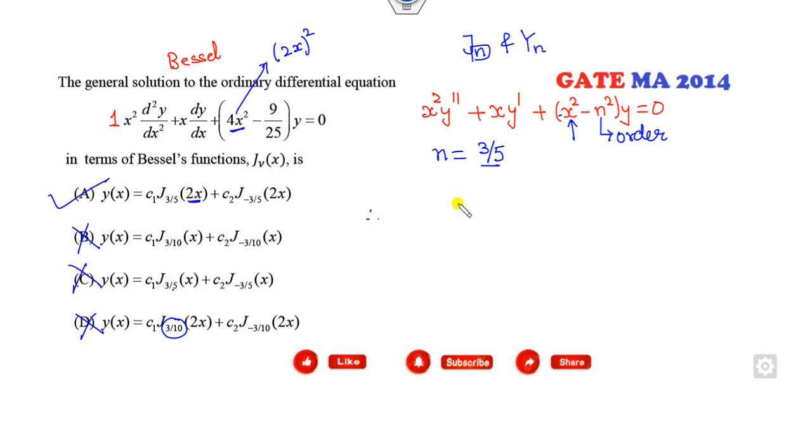This is a wrong answer because the solution will be J of n (2x) plus c2 Yn, but I can write it in terms of the negative order, J minus n of 2x. Here n is my 3 over 5 and minus, so A is my correct answer.